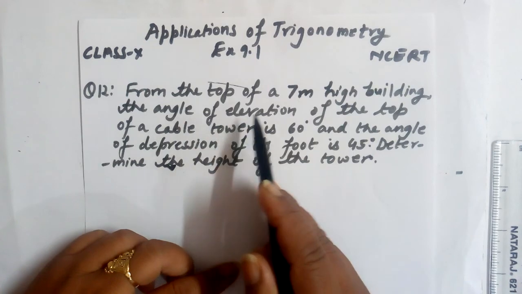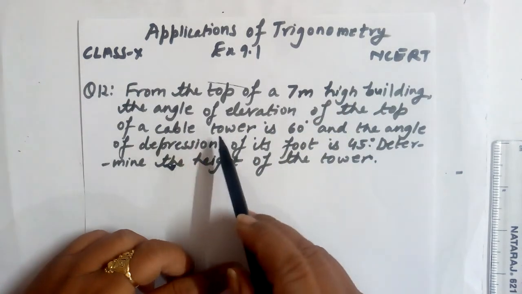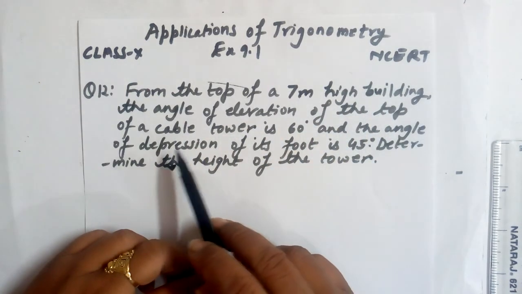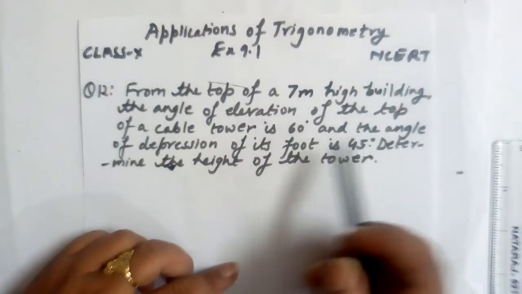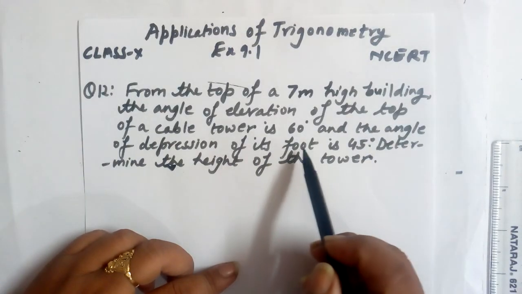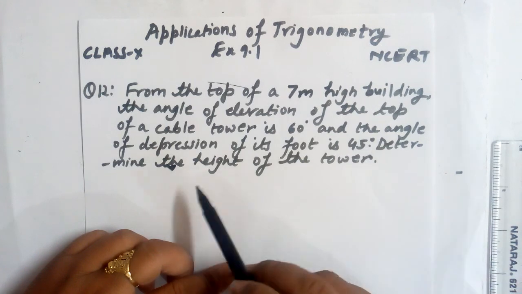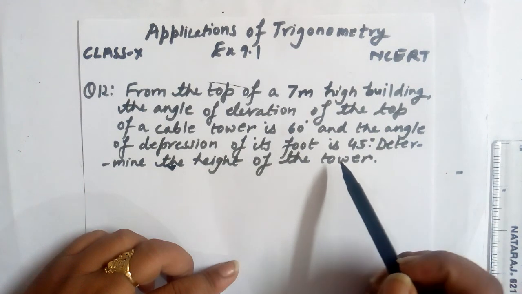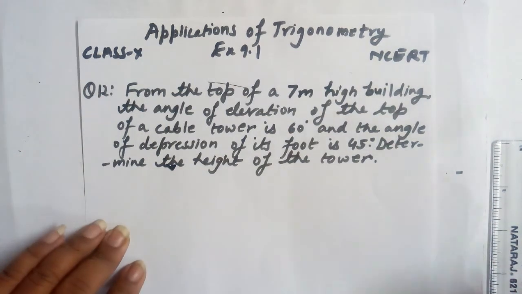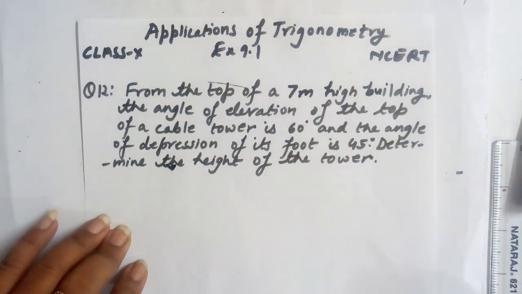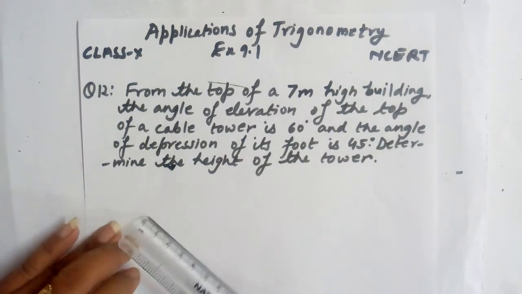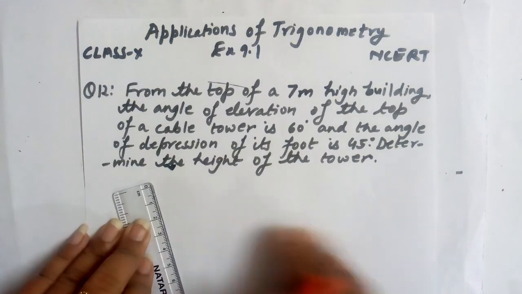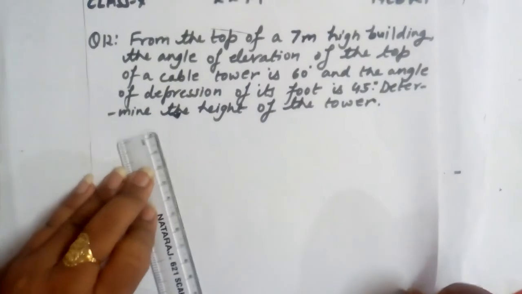From the top of a 7-meter high building, the angle of elevation of the top of a cable tower is 60 degree and the angle of depression of its foot is 45 degree. Determine the height of the tower. Yes, so basically first of all, I already told you how important the figure is. So according to the question, let's draw the figure of the question.